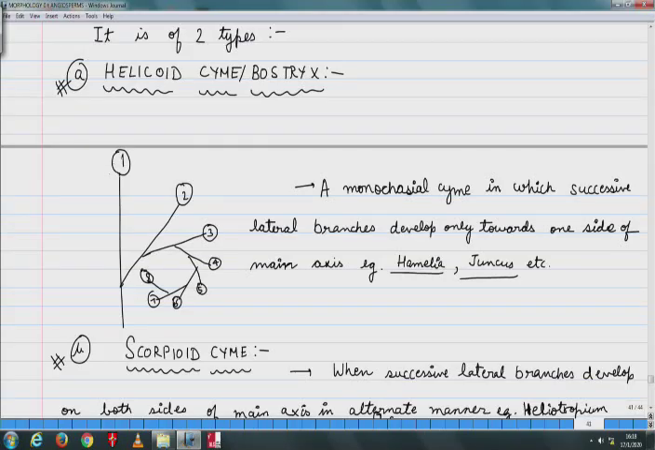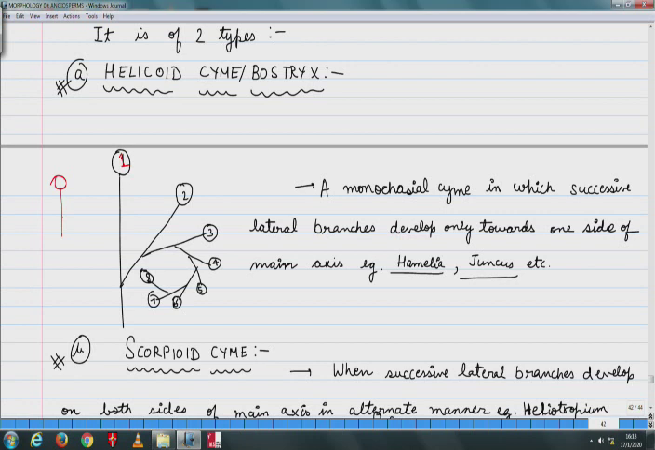Why do I call cymose a limited inflorescence? In this, the flowering axis grows up, bears a flower, then stops. Now it has another branch coming sidewise. In this branch, another flower will come. And here also it stops, it does not grow vertically. Then this new flower bears another flower and then it stops. So you can see number one flower, number two flower, number three flower.